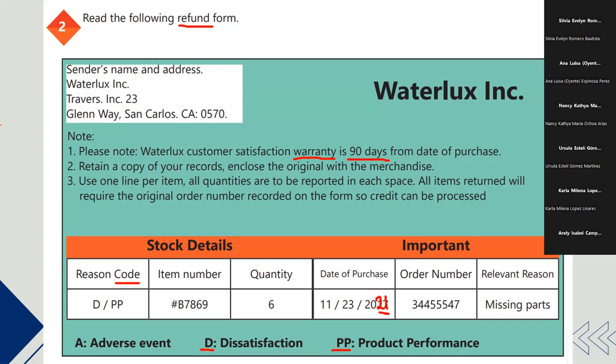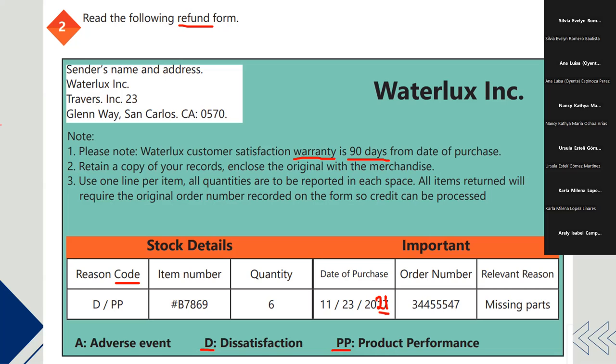You have the sender's name and address. Water Looks Inc., Travers Inc., 23, Glenway, San Carlos, VA0570. A note. Please note, Water Looks customer satisfaction warranty is 90 days from date of purchase. 2, retain a copy of your records and enclose the original with the merchandise. Number 3.